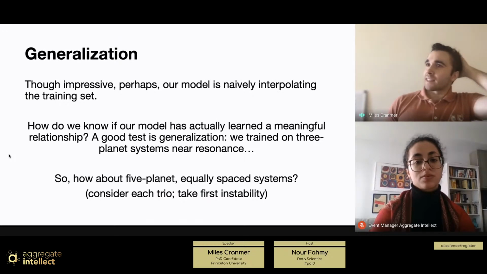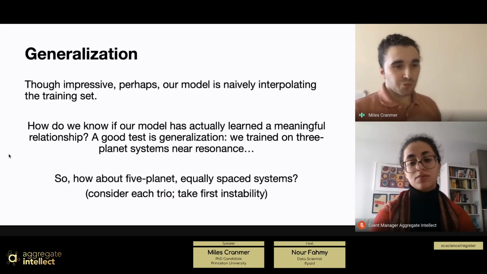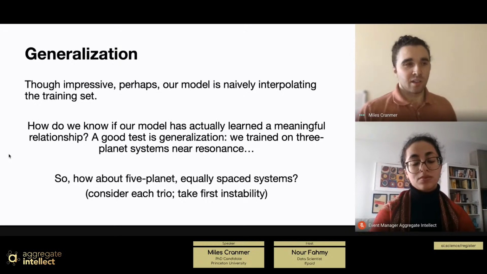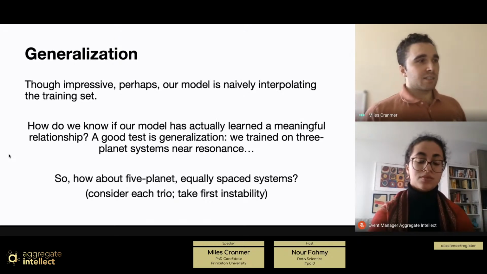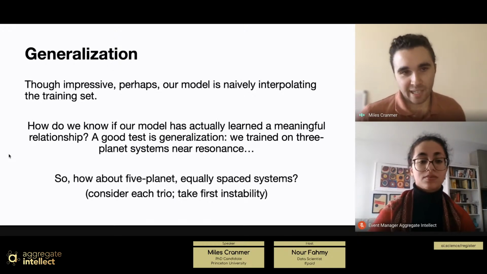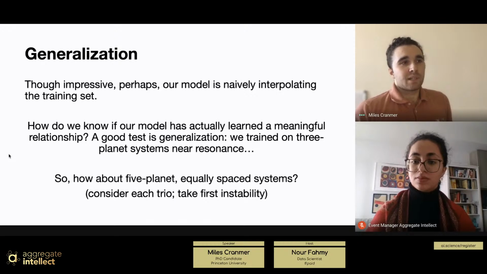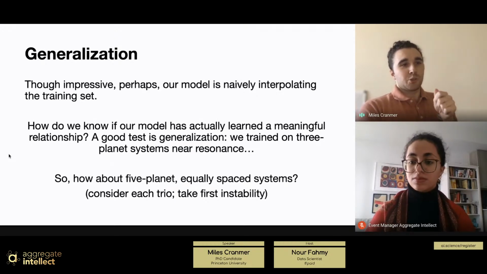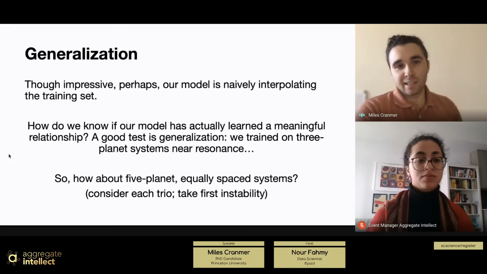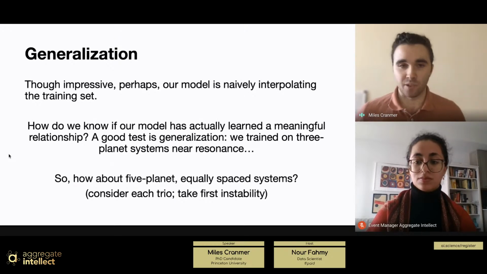I think in general, when you're doing deep learning on physical systems, it's really important to test generalization, because deep learning models could just be naively interpolating the training set. If you had an infinite amount of data, you could just do k nearest neighbor and solve any problem if you're not testing generalization. So it's really important to test generalization to see if your model has actually learned something meaningful.